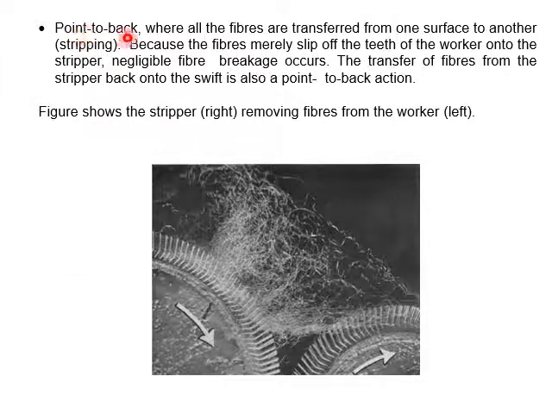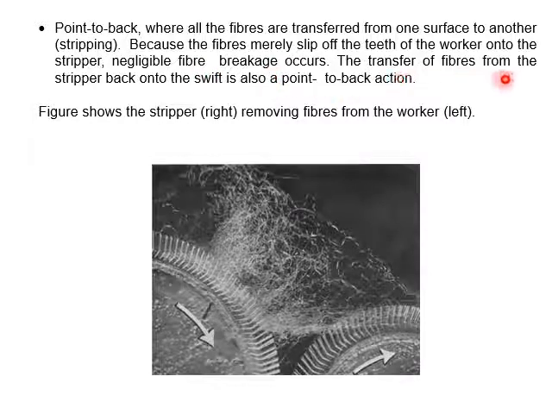Now point to back action. This is the second type. In point to back action, all the fibers are transferred from one surface to another surface, which is called stripping. The point to back action is happening between the worker and the stripper. Here the chances are that all the fibers are transferred from the worker to the stripper. Because the fibers merely slip off the teeth of the worker onto the stripper, there is very negligible fiber breakage. There is almost no fiber breakage.